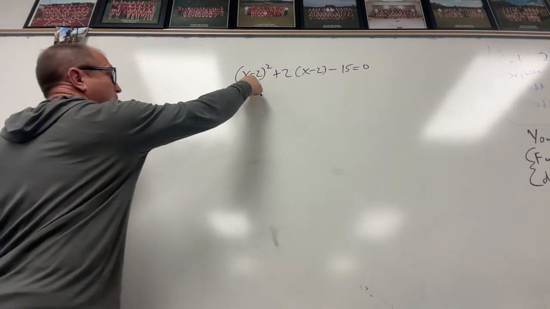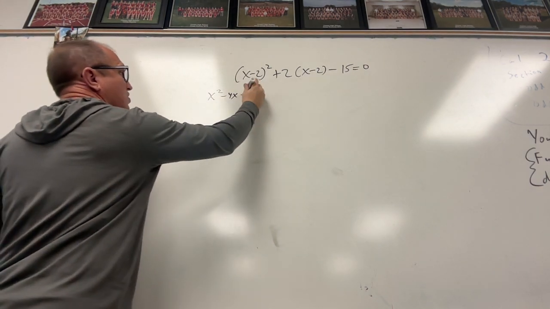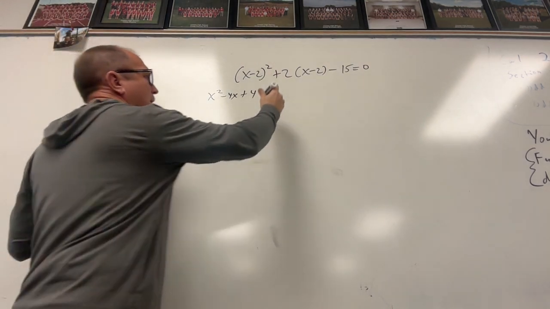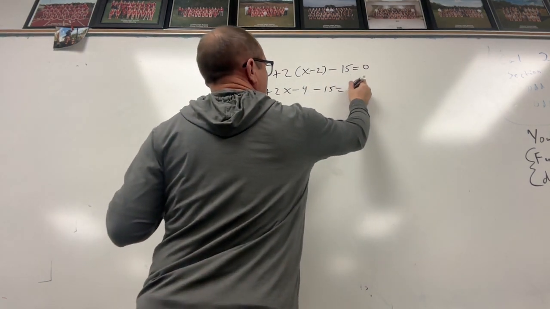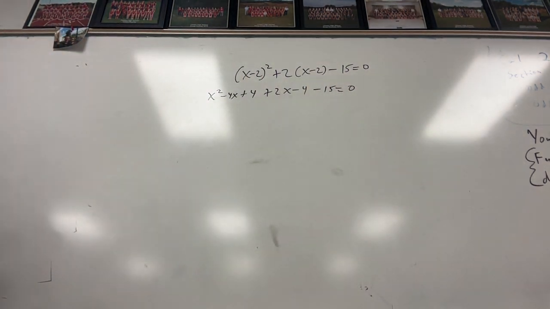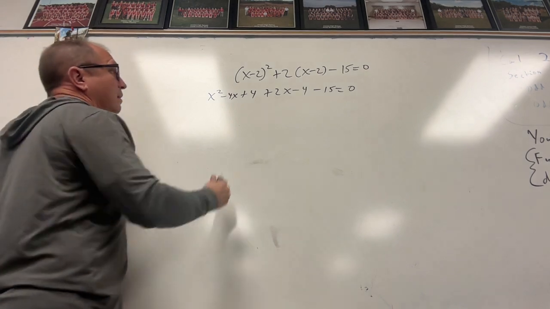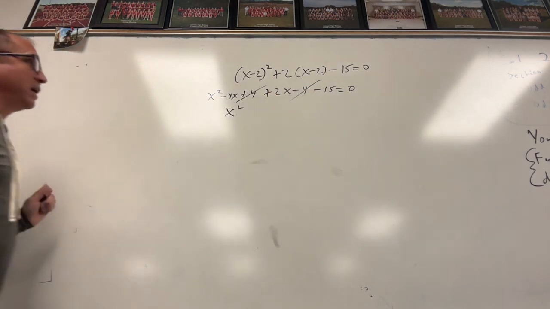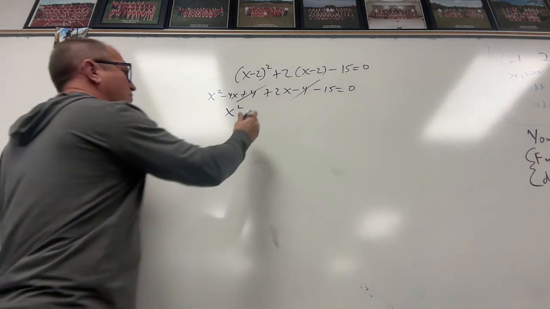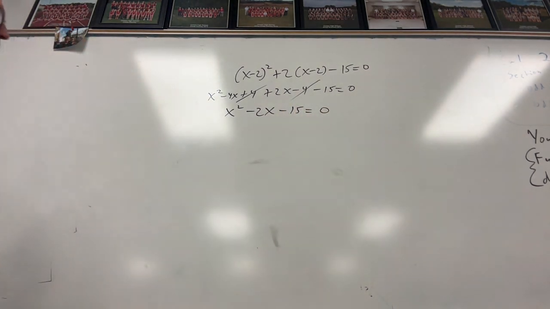So I have x minus 2 being squared, so that's x squared minus 4x plus 4. And then right here I have plus 2x minus 4 minus 15 equals 0. All right, we have some stuff that cleans up here, right? What cancels out up here? The 4s cancel out, so I've got x squared. Then negative 4x and 2x is negative 2x minus 15 equals 0.